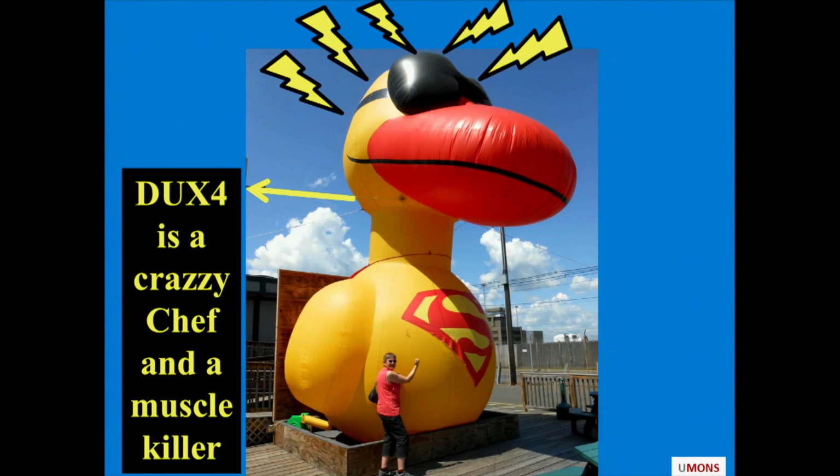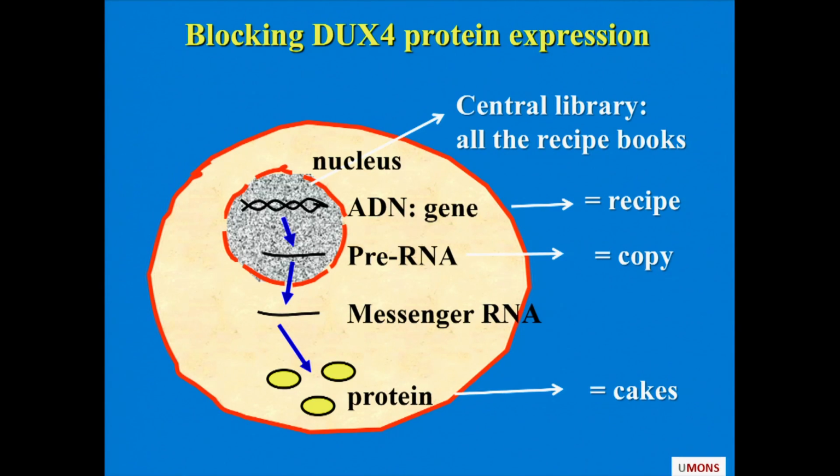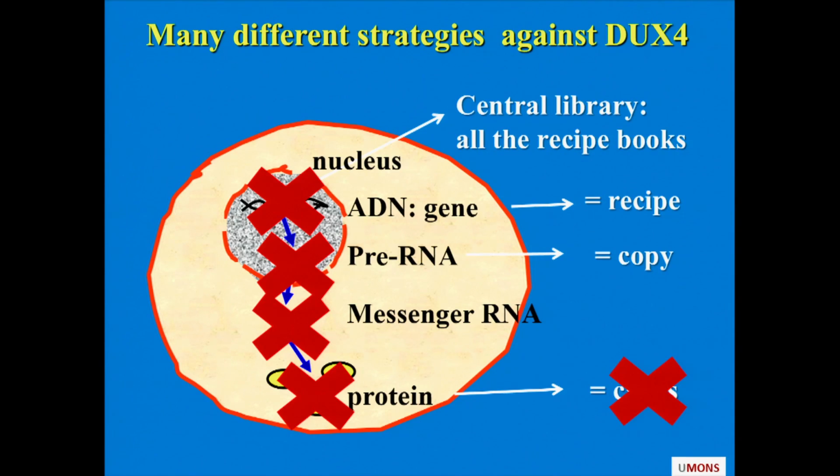And basically, DUX4 is a crazy chef and a muscle killer. And the idea is to get rid of it. And there are many ways of going after this problem. Scientists at this meeting have shown different strategies. Some will try to work on the gene, some on the RNA, some on the protein, to prevent production of DUX4 protein or to prevent it from exerting its toxicity. So it's not clear which of those strategies will work. Maybe several will work, maybe you will have to use several drugs simultaneously, but the target now is well known, it's DUX4.